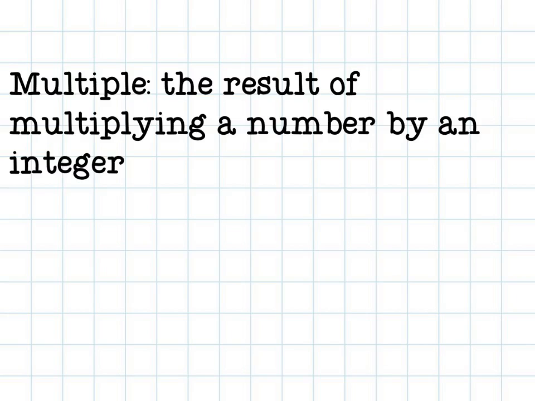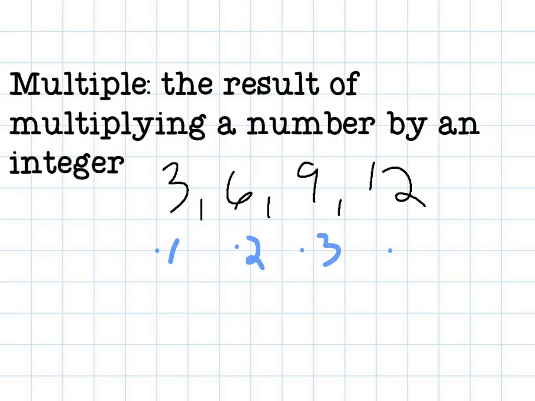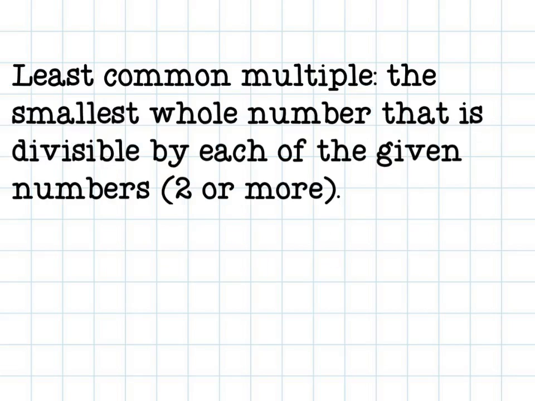A multiple is the result of multiplying a number by an integer, or it's like counting by a number. For example, if we were doing multiples of 3, it would be 3, 6, 9, 12. The multiples were figured out by taking the number 3 and multiplying. So first we did 3 times 1, then 3 times 2, then 3 times 3, then 3 times 4. That's what a multiple is.